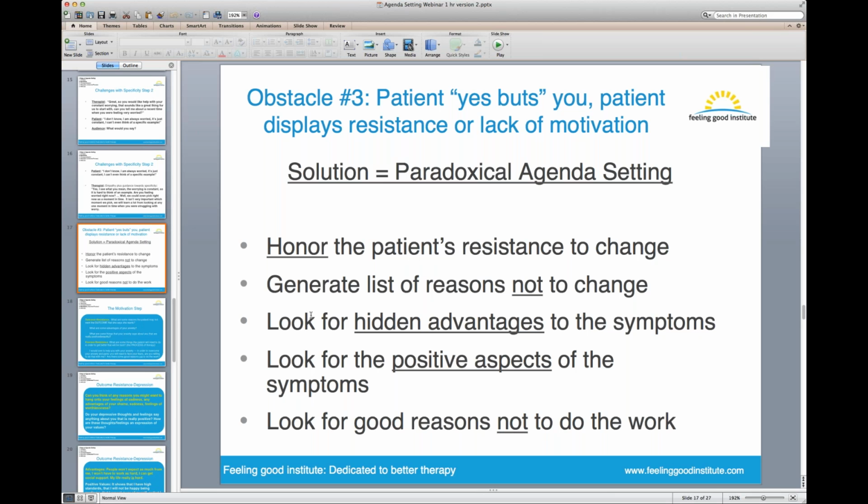Another thing that sometimes happens is, if you're not doing agenda setting, or if you haven't identified resistance, you'll get a lot of yes-buts when you're trying to use methods. You may be trying to help your patient challenge negative thoughts, and they're yes-butting you or really sticking to their original belief. You're trying to get a patient to change their behavior, and again they're yes-butting you, or not doing their homework, or in some way showing you that they're not quite on board.